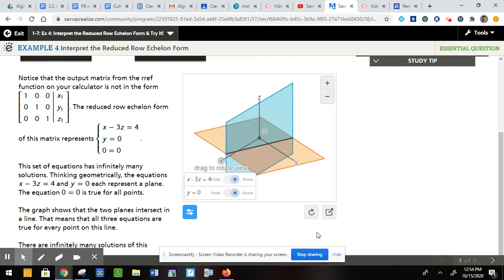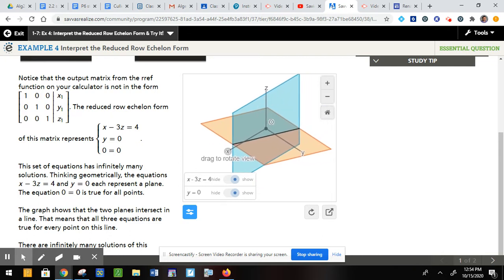So what's happening here is there's only 2 planes and they intersect, and where they intersect is a line. There's an infinite amount of points on that line. So it's not saying all real numbers are answers. What it's saying is there's an infinite amount of answers. So again, there are infinitely many solutions to this system of equations.